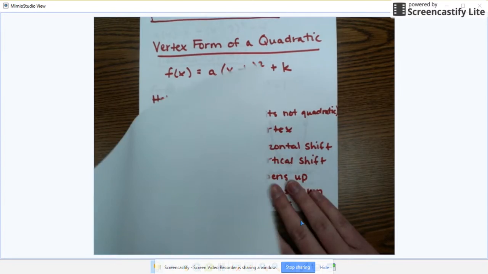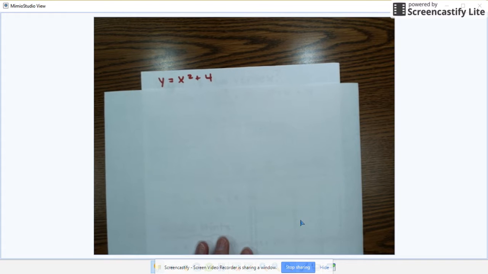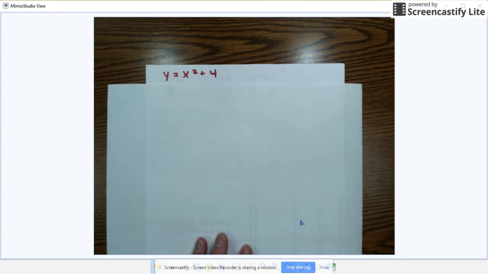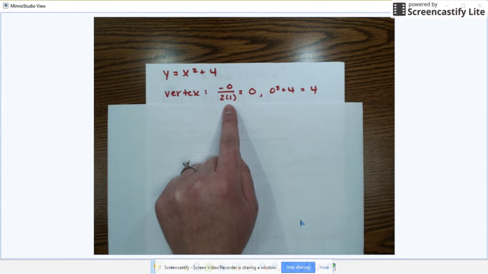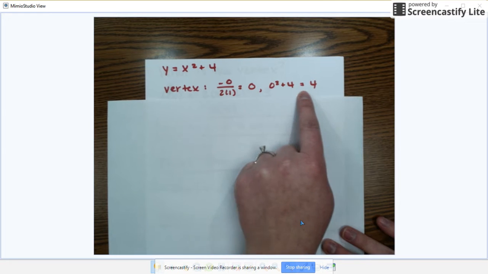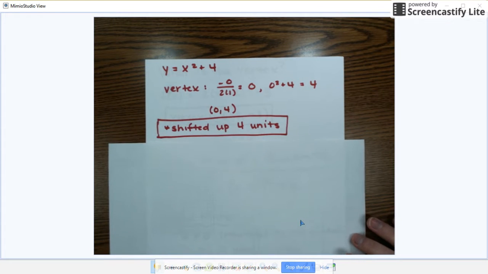The next thing I want to do is find the vertex of this function. So y equals x squared plus 4. Again, our vertex formula, opposite of b over 2a, our b value is 0. If you plug 0 back in, you get 4. So now our vertex is 0, 4. Think back to our parent function, 0, 0. You would have to go up 4 units. So x squared plus 4 is vertically shifted up 4 units.